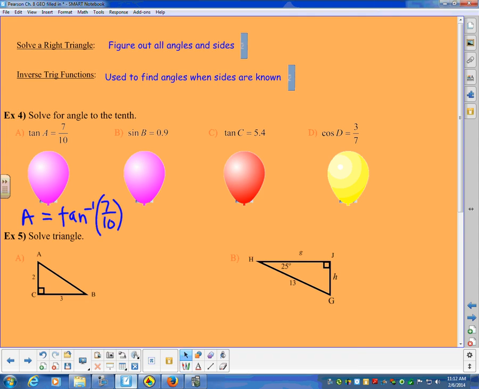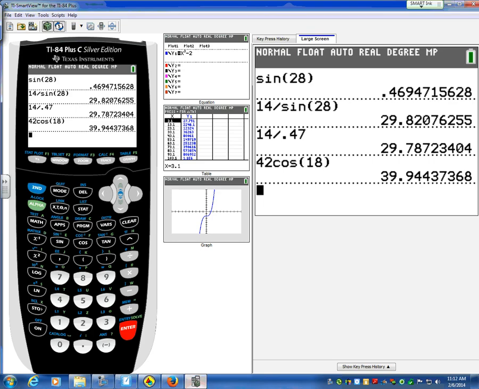Okay, so on our calculators, I'll show you how it works. Just type in, for my calculator, I press the second function to access the blue inverse sine above that button. Okay.